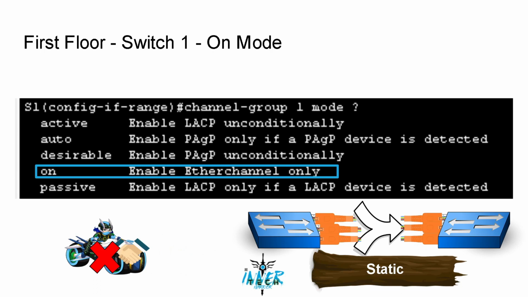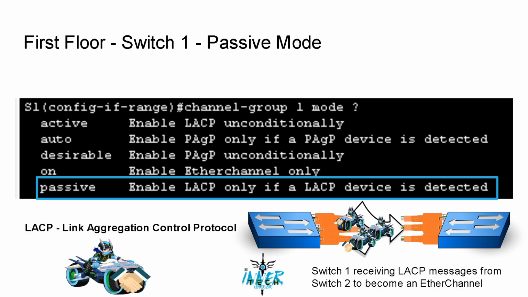On just bundles the links without any protocol like LACP or PAGP. Think of it like a static trunk. And passive is like auto, but for LACP, where it will only negotiate if the other switch has LACP enabled.